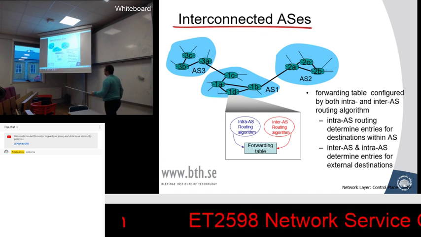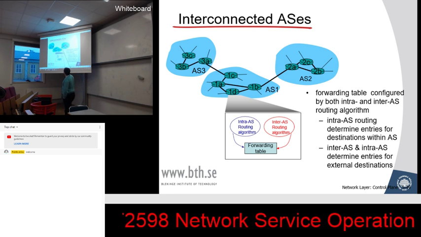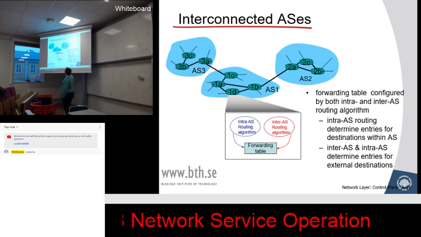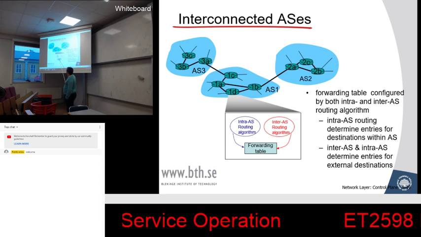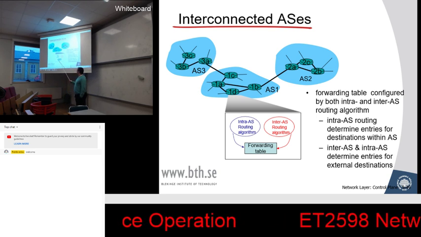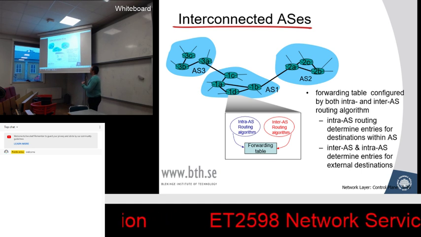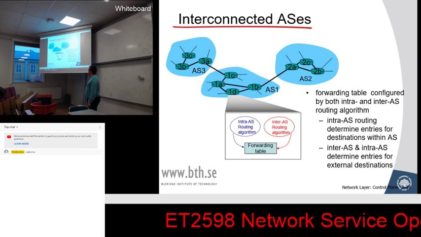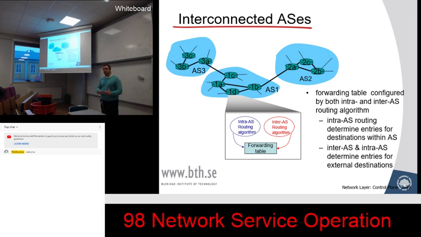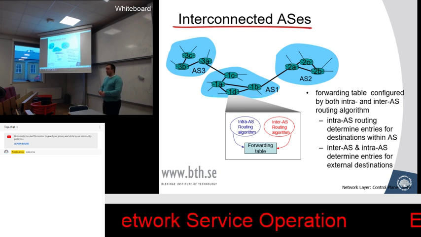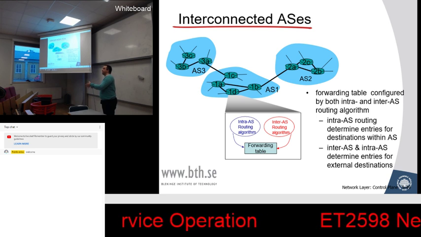Here's an example. Here we have 3 ASes. There are a bunch of routers in each of them. And in this case, the router 1d has its forwarding table. It's being fed both by the inter-AS routing protocol as well as the intra-AS routing protocol. We need the internal routing protocol to determine where we send the packets when they're supposed to stay inside our AS, and we need the other one to handle when the packets are leaving our autonomous system.